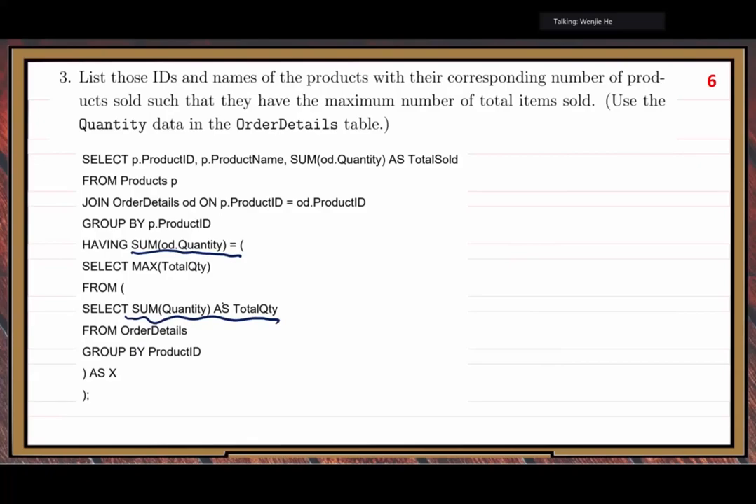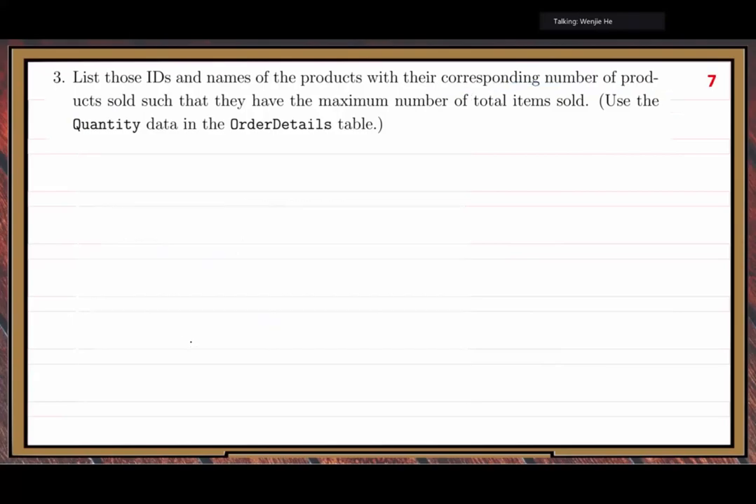The quantity, the total number, the sum of the quantities. But our output is the corresponding number of products, counted by their names or IDs, but not the number of total items. So here you can see it's very easy to get confused.